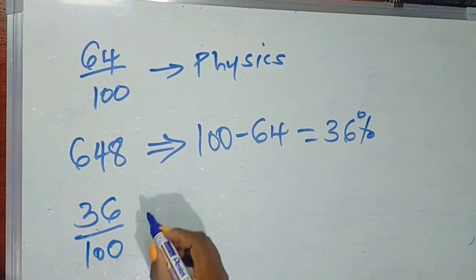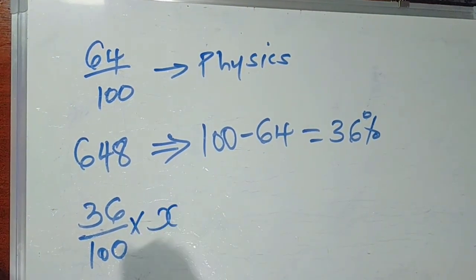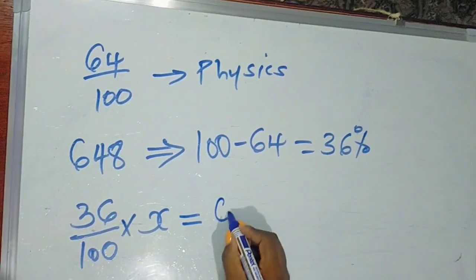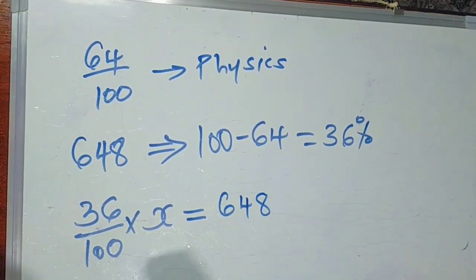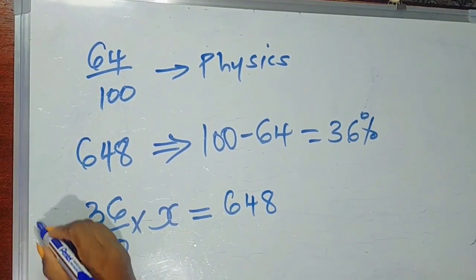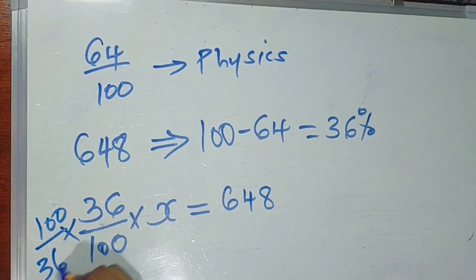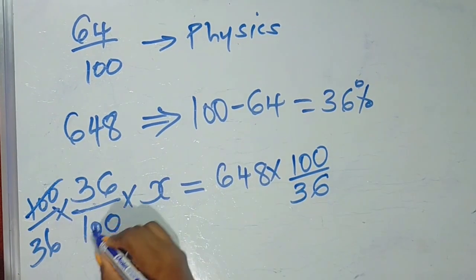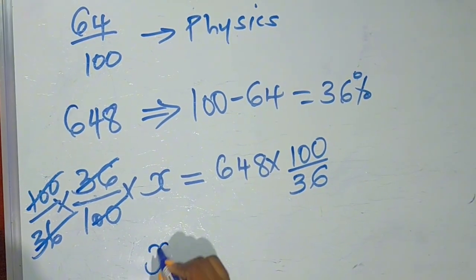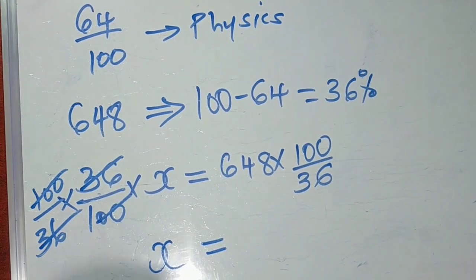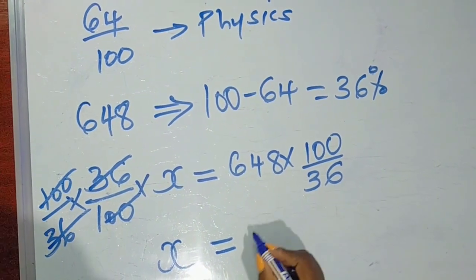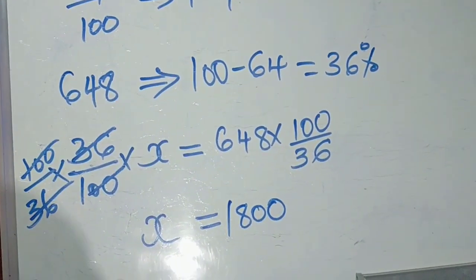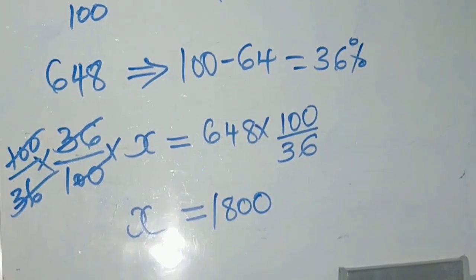So 36% multiplied by the total population of the school should give us those who do not take physics, which is 648. So multiply both sides by 100 over 36 so that we eliminate it here and make x the subject of this formula. Then 648 times 100 over 36 is equal to 1800. So the total number of students in the school is 1800.